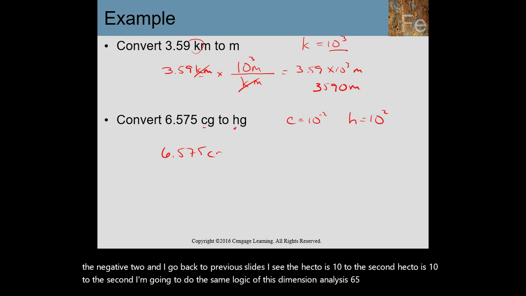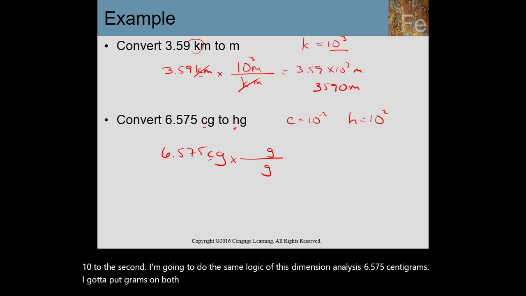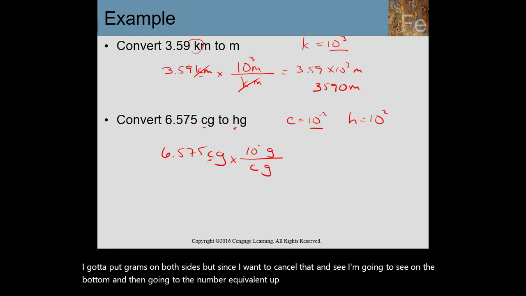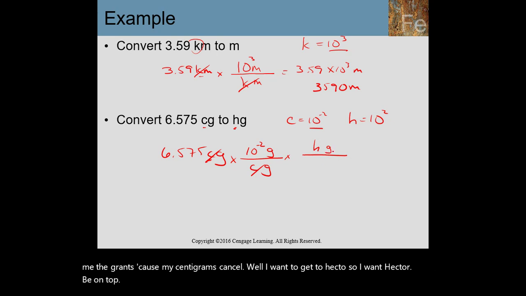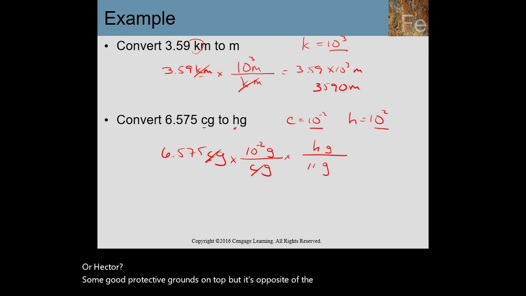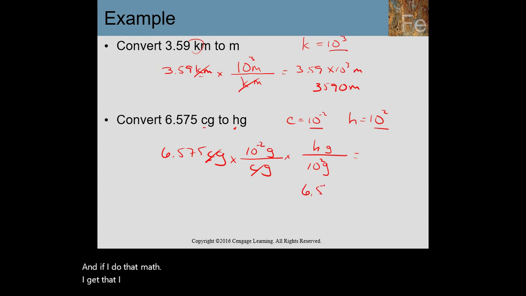6.575 centigrams. Now, I got to put grams on both sides. But since I want to cancel that C, I'm going to put the C on the bottom, and then I'm going to put the number equivalent up top, 10 to the negative second. Then that gets me the grams because my centigrams cancel. Well, I want to get to hecto. So I want hecto to be on top, or hecta. So I'm going to put hectograms on top, but it's opposite of the H. I'm going to put the 10 to the second. And if I do that math, I get that I have 6.575 times 10 to negative fourth hectograms.